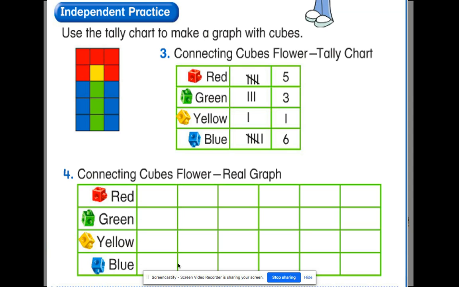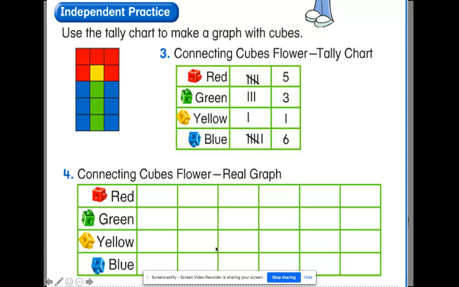Let's try one more example. It says, again, to use the tally chart to make a graph with cubes. And what we're looking at here is a connecting cubes flower because it's supposed to look like a flower. Let's take a look at our tally chart to make sure we understand what we see. For the red cubes, there are a total of 5 cubes. For green, there is a total of 3. For yellow, there is only 1. And for the blue, we have 5 tallies and 1 more to make a total of 6 blue cubes.